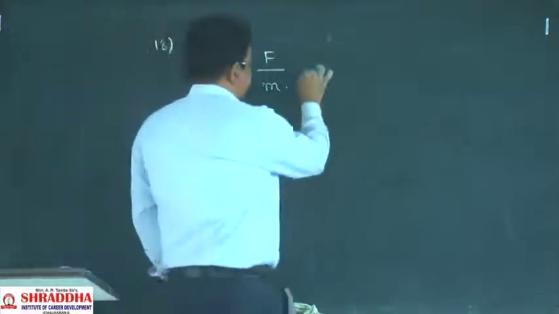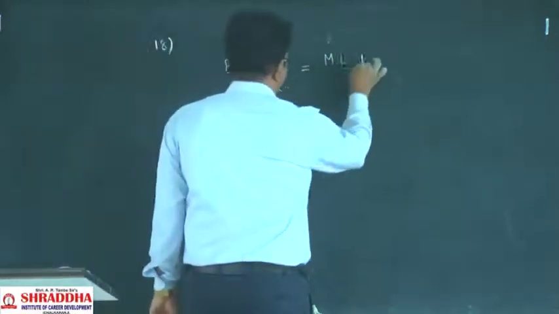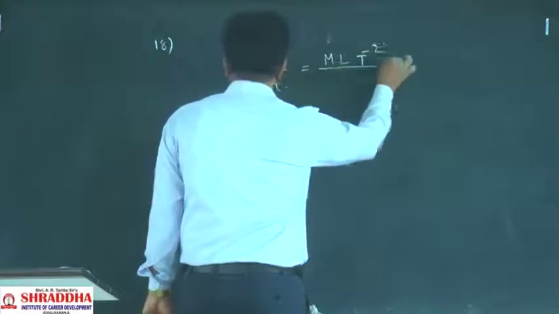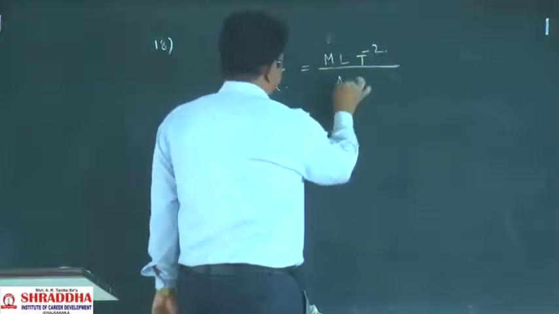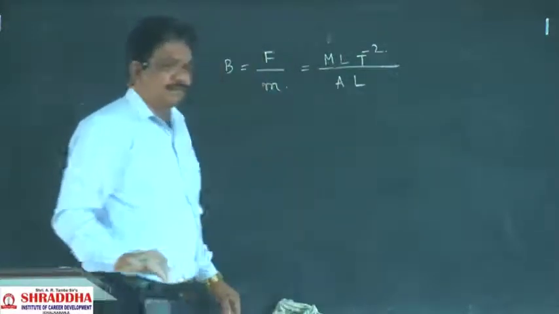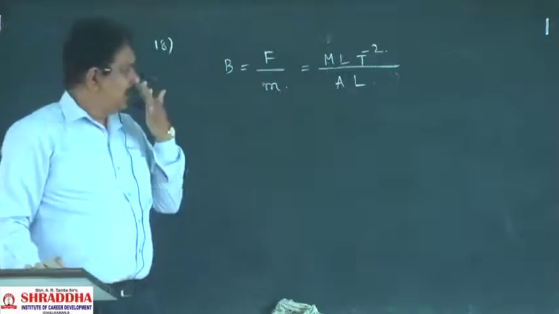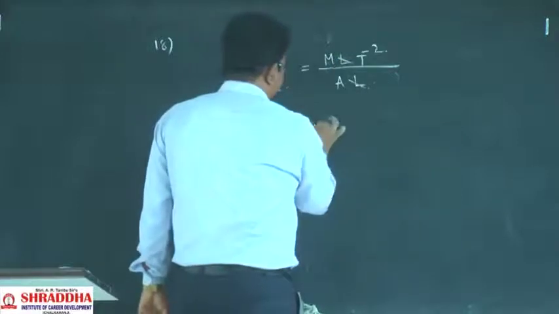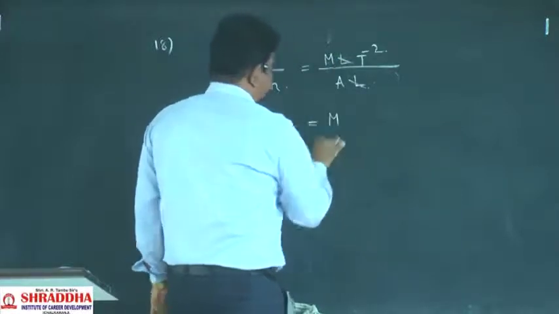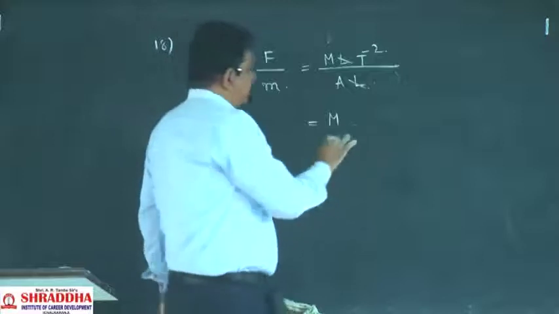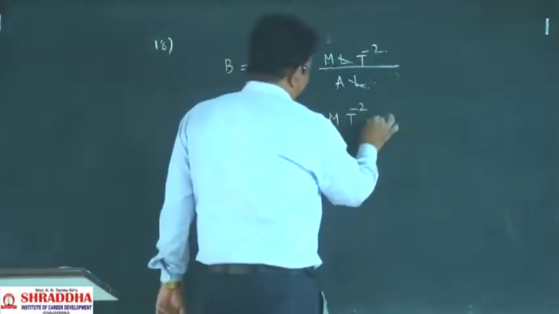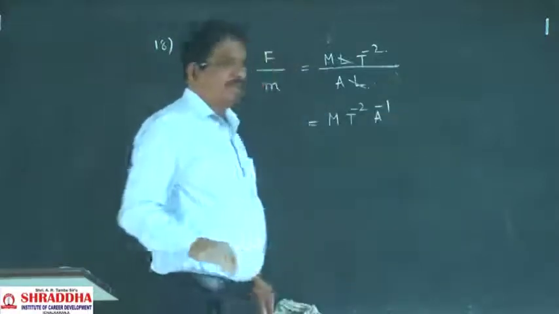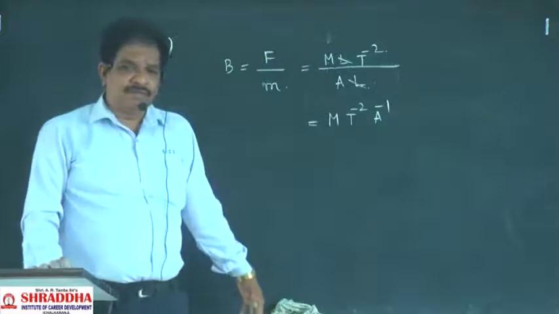F value will be ML power minus 2. This will be AL. Then L will cancel. This M T power minus 2, A power minus 1.